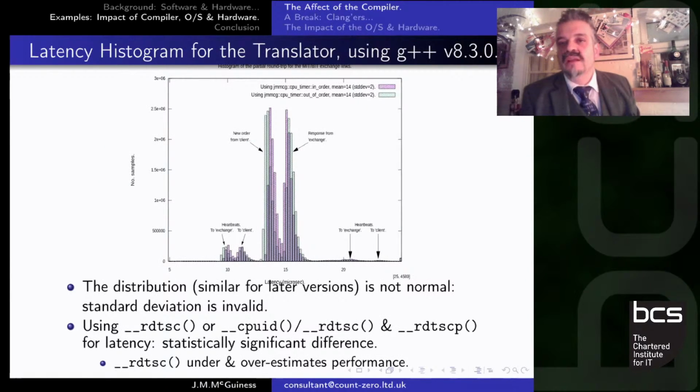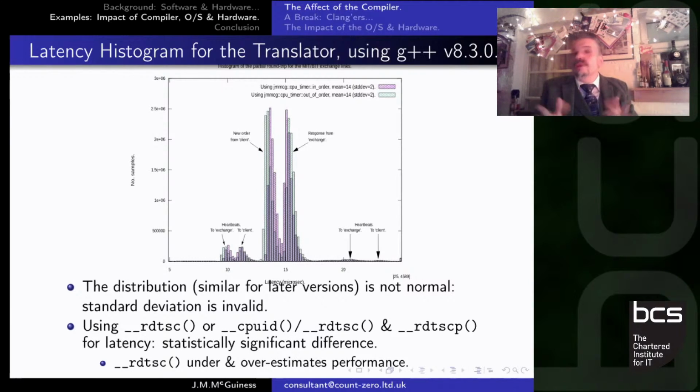Here we're using Boost ASIO, and what we've got is the same test case, but with one I'm using the in order RDTSC instructions, and one I'm using out of order RDTSC instructions. And we can see there's various heartbeat messages, the new order, the response, and then some other heartbeats that are delayed. And we can see that there is a subtle difference. What we can see is the out of order looks, if you squint a bit, that the peak looks broader and it looks slightly faster.